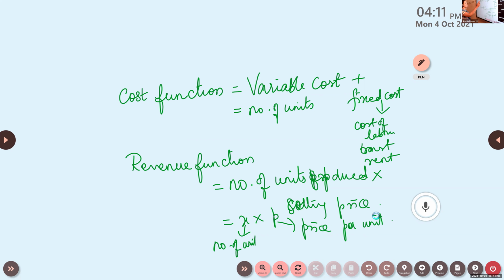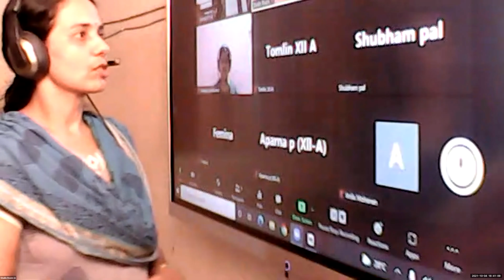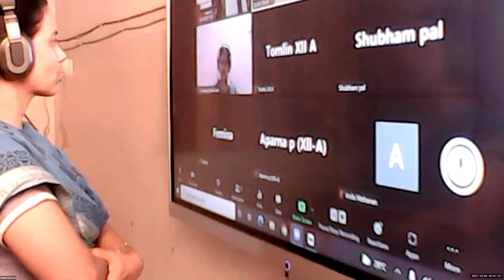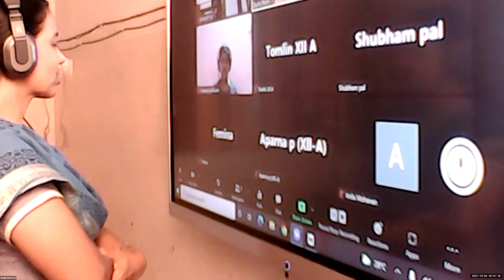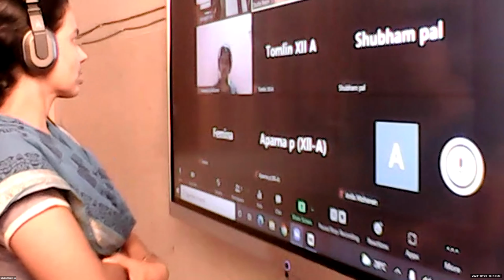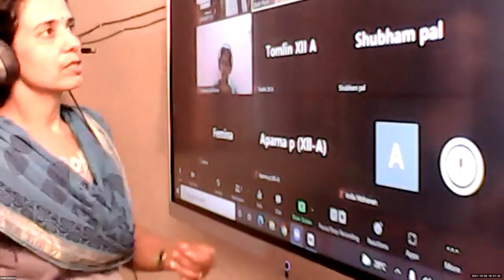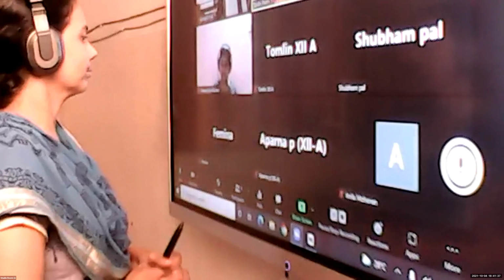Okay, so cost function and revenue function. When you subtract revenue minus cost, what will you get? You know all those things. Revenue function minus cost function is? Profit. Yes, very good. Revenue minus cost function is the profit function. Note down all those things.